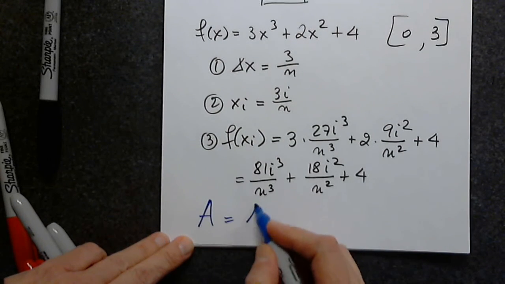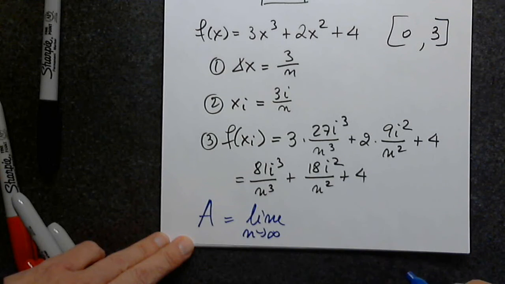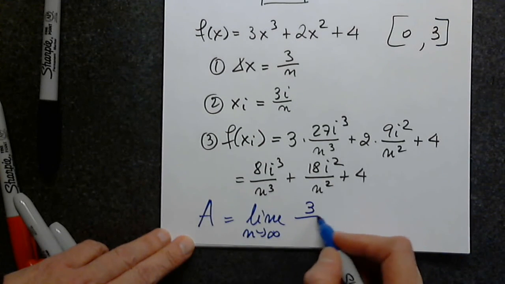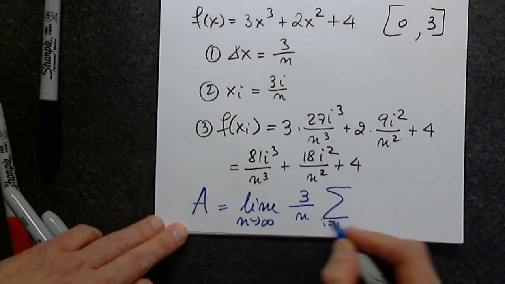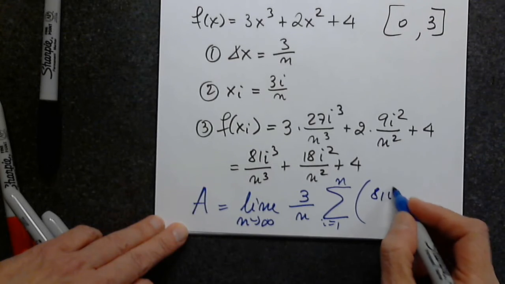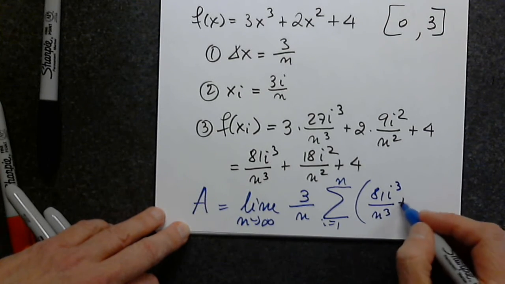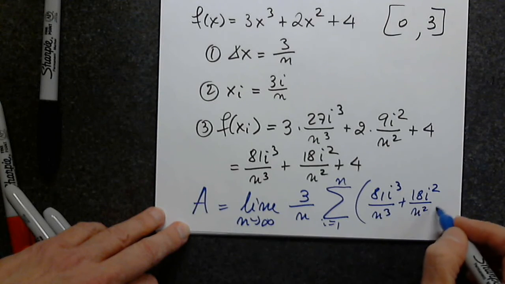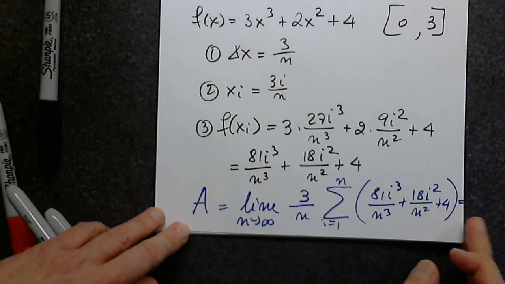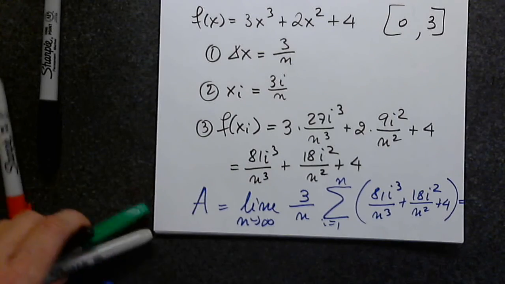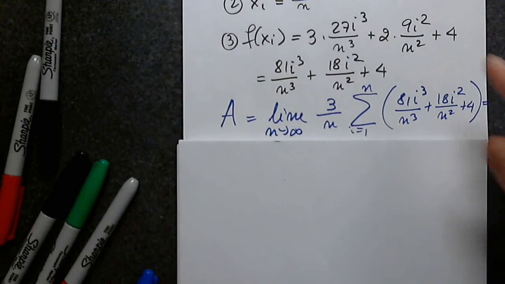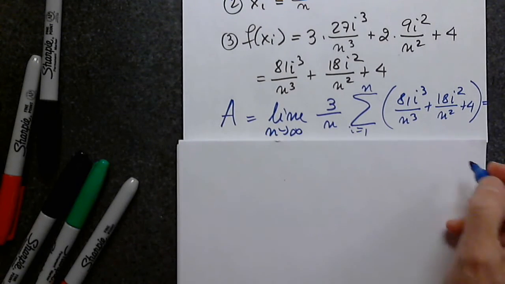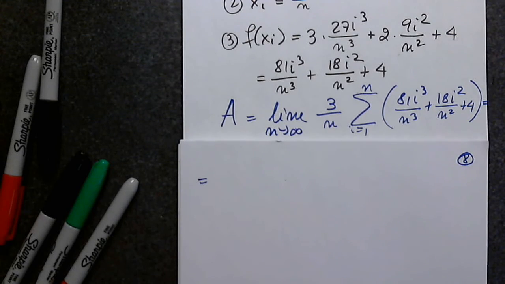And now we are ready to put everything in the limit of the Riemann sum. So the area equals the limit as n approaches infinity. Now I know to put 3 over n outside, and the sum from i equals 1 through n of 81 i cubed over n cubed plus 18 i squared over n squared and plus 4. See, the first problem took us 10 minutes, the second one took us 7, and now this one should take us only 5 or less. It's always the case, right? Because it's something new and the first example always takes longer.